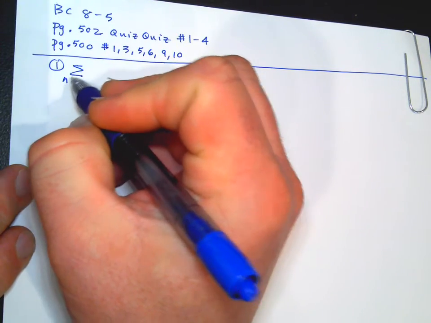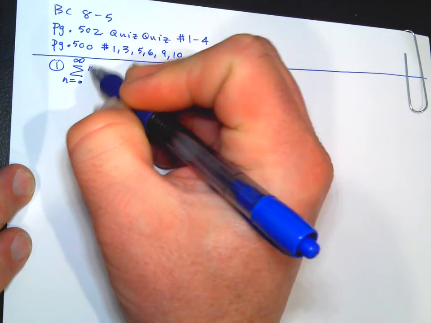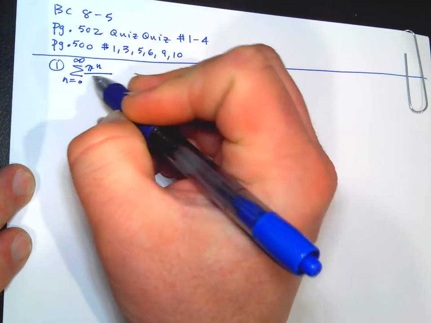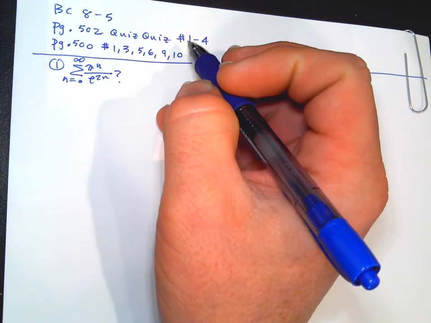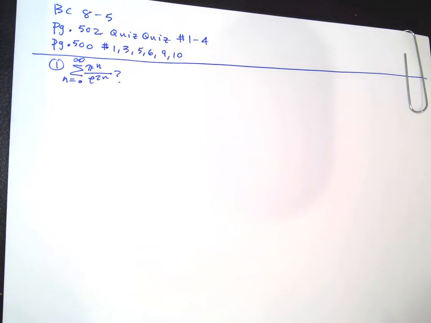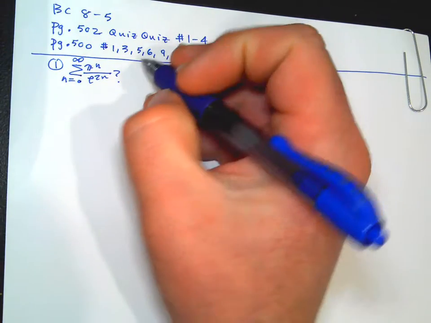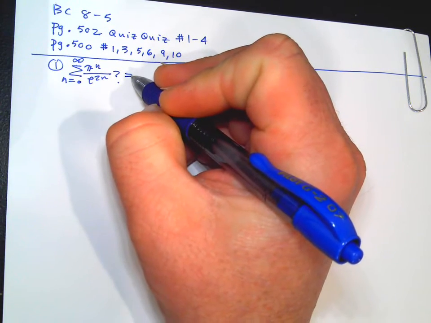So I'm going to write it down: the sum from n equals 0 to infinity of pi to the n over e to the 2n. I want to know the sum. Now here's the deal. Is it a geometric series? Because that's the only one we really know how to find the sum of. So you can start writing the terms out. I don't think that's necessary, but you could if you want.